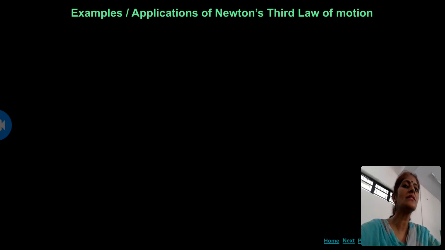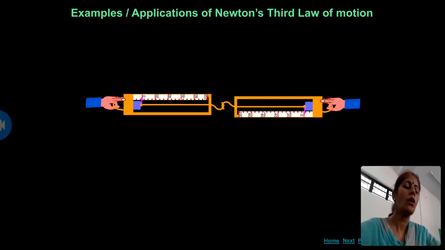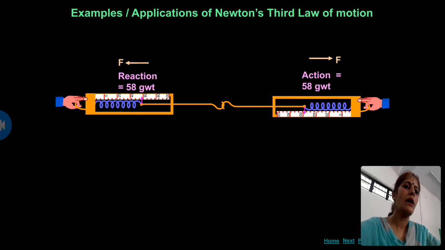Now, let us discuss some examples, some applications of Newton's third law of motion. First is, when two springs which are attached to one another are pulled, what happens? As you can see, the action which appears is 58 gram weight and the reaction, which is equal and opposite, is also equal to 58 gram weight. So, this is in accordance with Newton's third law of motion.